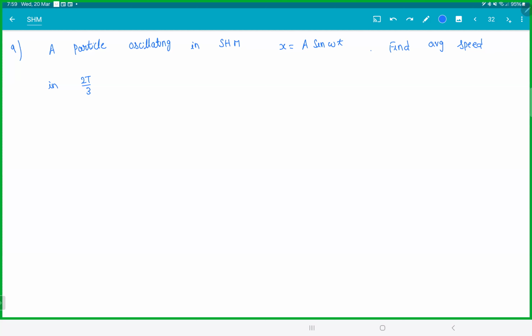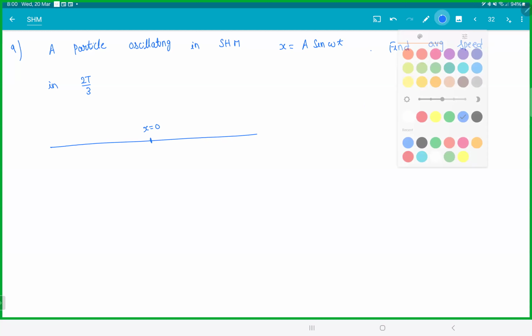It won't come out as a nice number. See now, look at the motion here. You're starting where? x is equal to 0. You said 2T/3. Where will you be? You can actually calculate the phase angle. It is omega into time, so that is 2π/T into 2T/3.